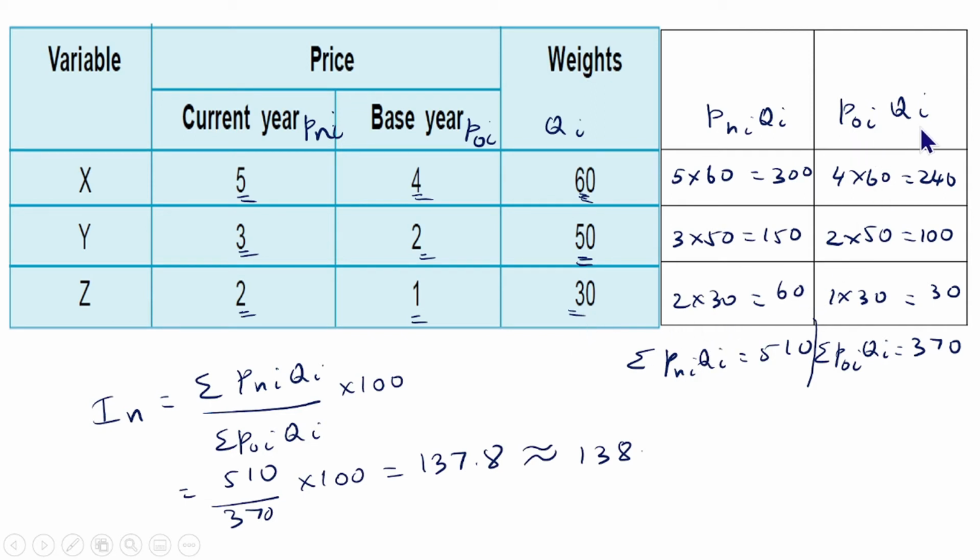Then we have P0i into Qi, that is the price in the base year into the weights. So it is 4 into 60, 240. Then 2 into 50, 100. Then 1 into 30, 30. The formula for finding the index number using weighted aggregate method is given by In is equal to summation Pni Qi upon summation P0i Qi into 100. So when we add all these, we get 510 upon, when we add all these, we get 370. So it is 510 upon 370 into 100, which is approximately equal to 138.